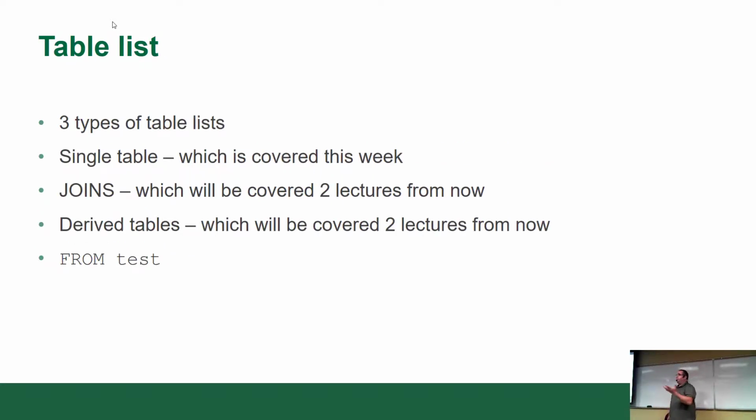So the table list is the next thing. That's the from clause of the statement. And there's three kinds of table lists. There's single tables, which is what I'm doing this week. So I'm selecting data from only one place. Then there's joins, which I'll be covering 2 lectures from now, maybe. 1 or 2, got to remember. And then there's derived tables, which will be covered at the same time because they're kind of related to each other. So the clause, it would be from, in this case, from test. And the example I had up on the screen is from orders. Basically from whatever table.